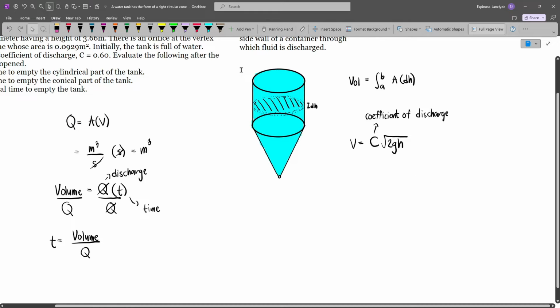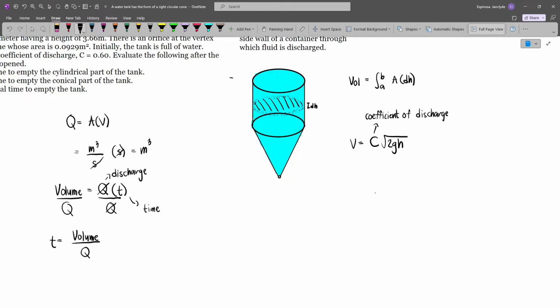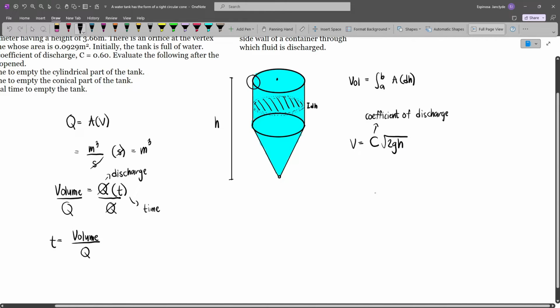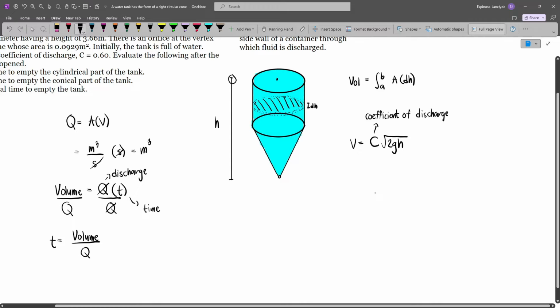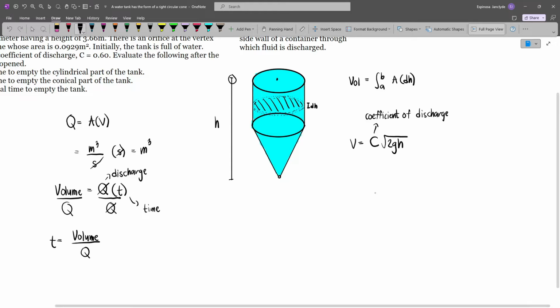Now diba, dito sa figure natin, at each strip, yung height natin nag-change. By the way, ito yung expression ng height natin. Yan. Diba, yung height dito is different from here. And so yung h natin dito sa equation is variable. Kasi dito, 0 yung height. And then dito naman, that will be 3.66 times 2.